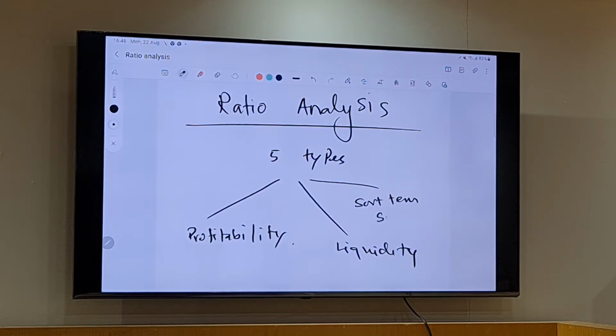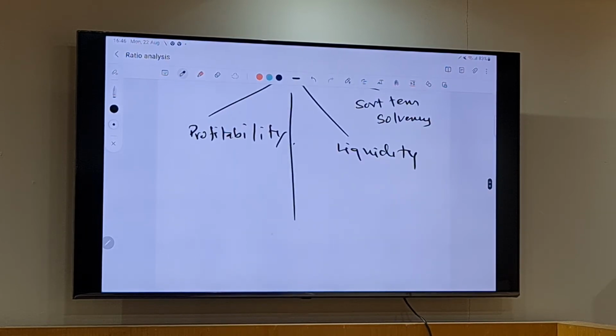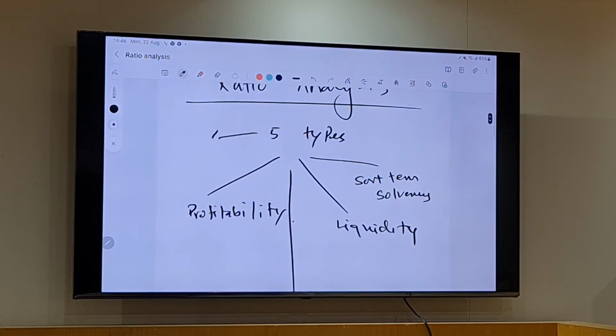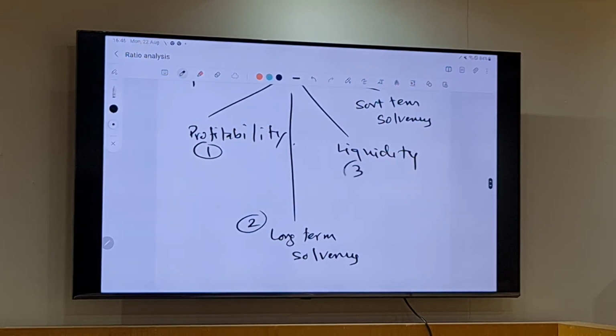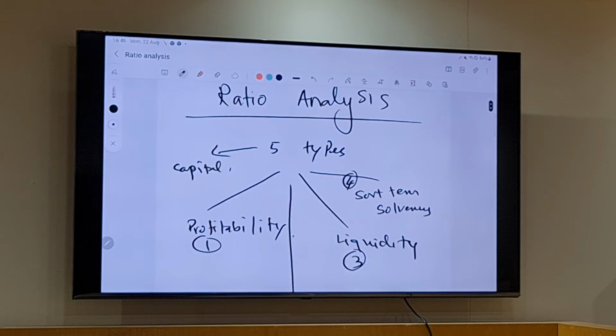Third one, short-term solvency. Fourth one, long-term solvency. And the last one, capital ratio. 1, 2, 3, 4, 5. These 5 types of ratios you should know. And this has certain equations. I will give the equation quickly and then we do the questions.